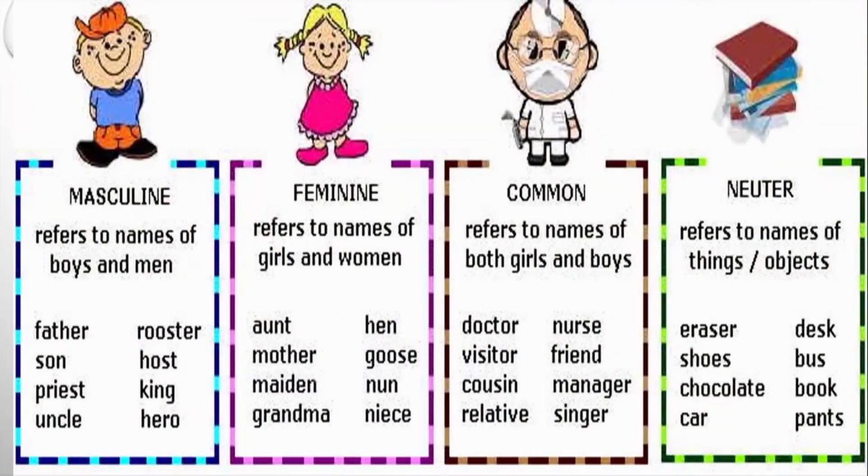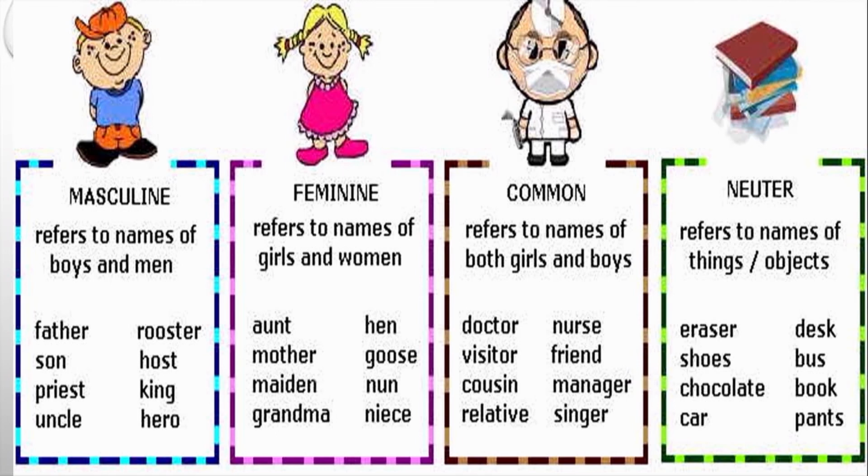So, masculine, again, refers to the names of boys and men: father, son, priest, uncle, right? We have rooster, host, king, or hero. Good? So all of those are masculine nouns. We have feminine, refers to girls and to women. Aunt, mother, maiden, grandma, hen, goose, nun, niece. All of those are examples of feminine nouns.